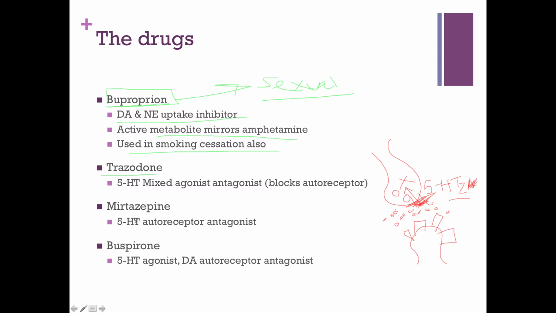It's super sedating. Mirtazapine, that's the same thing, an autoreceptor antagonist, so it increases levels in the cleft. And buspirone is a serotonin agonist, so it binds to postsynaptic serotonin receptors, so you get increased serotonin from the postsynaptic cell. And it's a dopamine autoreceptor. So here's a D2, dopamine type 2 autoreceptor antagonist. So it increases serotonin and it decreases the sucking back up of dopamine. So you get an increase in serotonin. Let me just draw it over here. Increase in serotonin and an increase in dopamine.